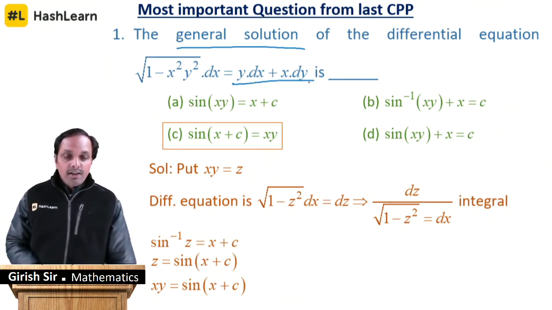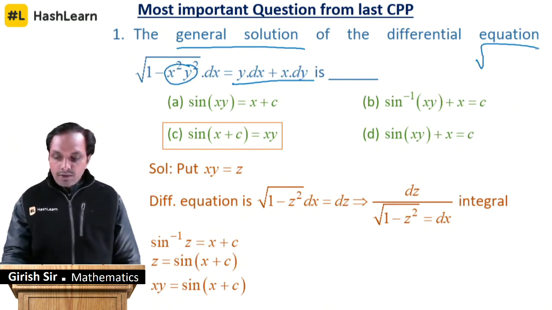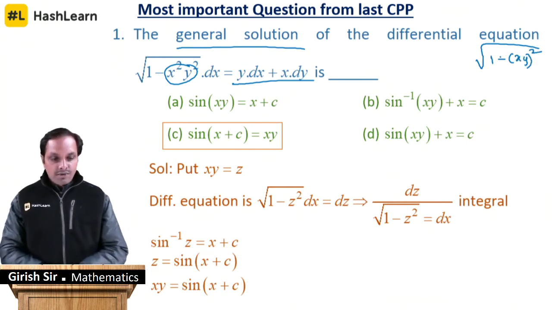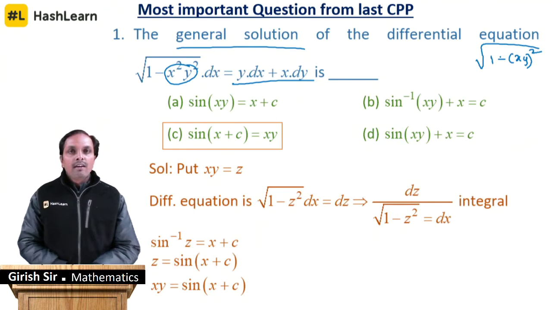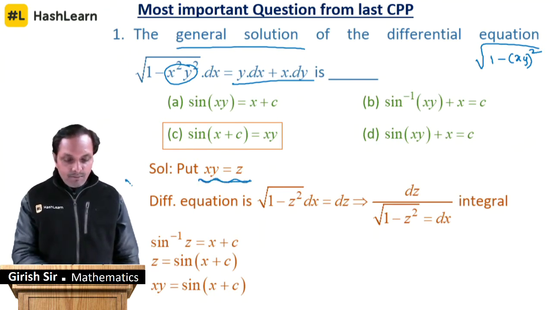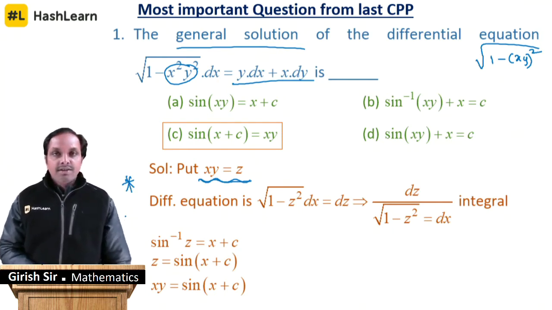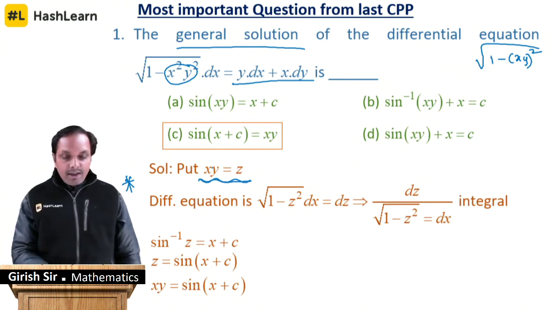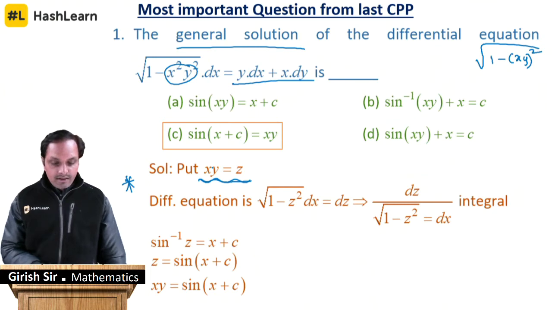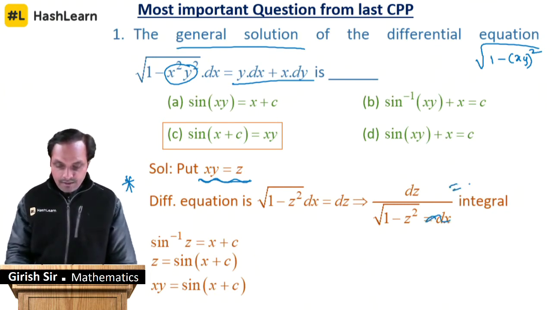Here you can observe these terms. Root of 1 minus x and y are together, and the power of those two variables x and y is 2. Therefore you need to take xy is equal to z. This is one very important note. Once you take it, differentiate with respect to x: x dy plus y dx is equal to dz. So we have dz is equal to dx here.